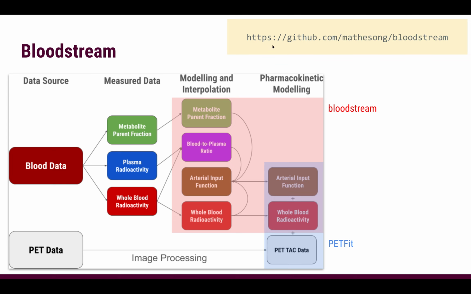So if you would like to download this package or read the documentation, you can go to the relevant GitHub page, github.com/mathesong/bloodstream. So this is what Bloodstream does, and then PETFit will take the arterial input function and whole blood radioactivity curves after interpolation and combine that with the PET time activity curve data, which we will get from PETPrep. And by combining these three, we will use PETFit to perform the quantification.